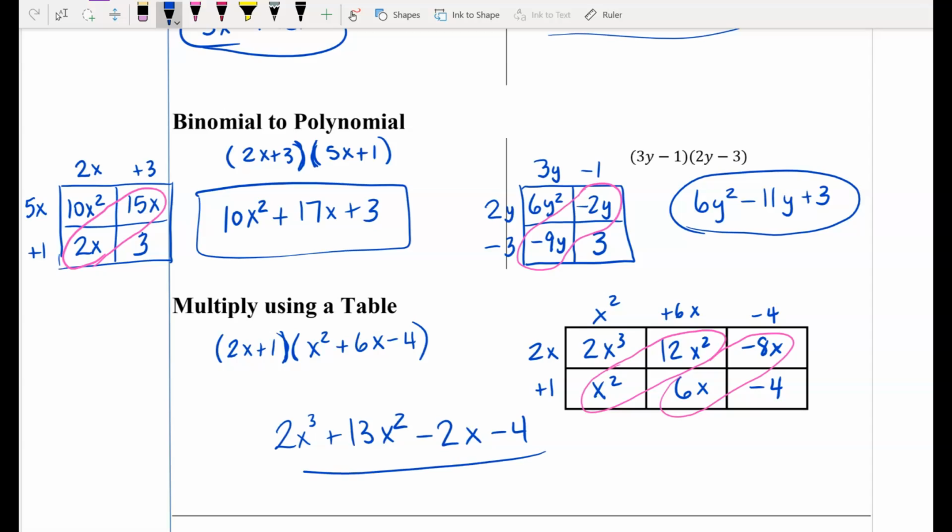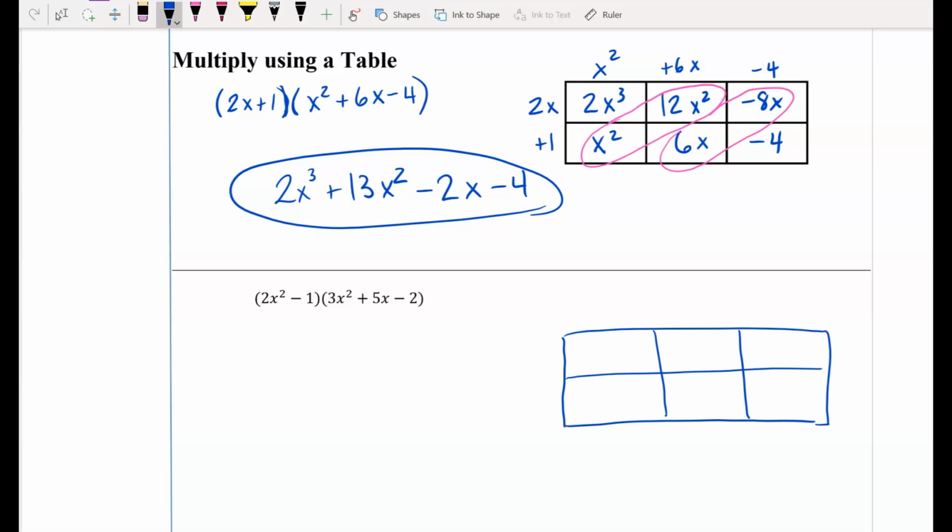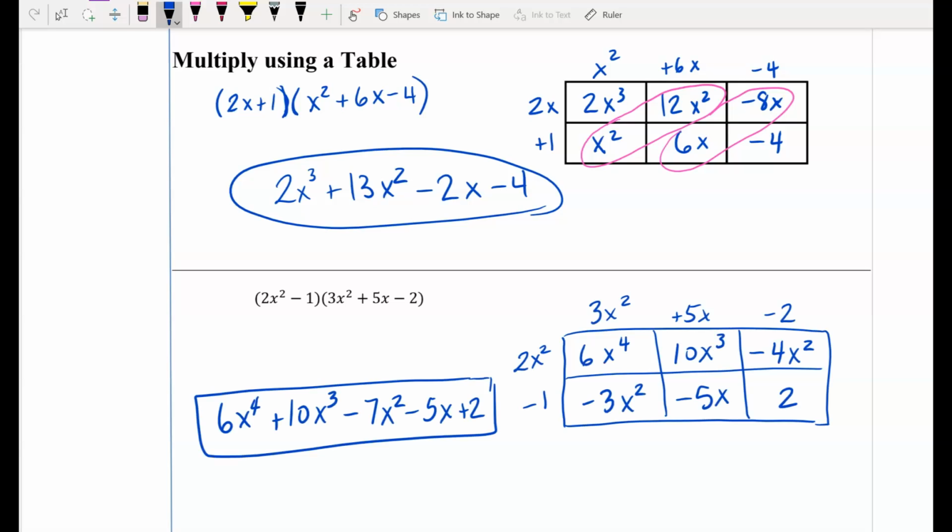So don't leave any of your terms in the box. Either combine them or make sure you write them down separately. Take the time to pause the video and work through this next example. I really encourage you to use the table to organize your work. Make sure that you draw your box big enough that you can read what you write inside of it. So most of the time people draw the box too small when they're getting started. So draw a big box.